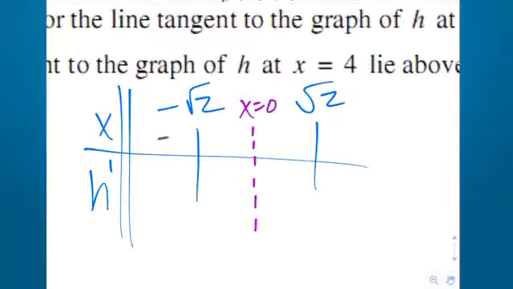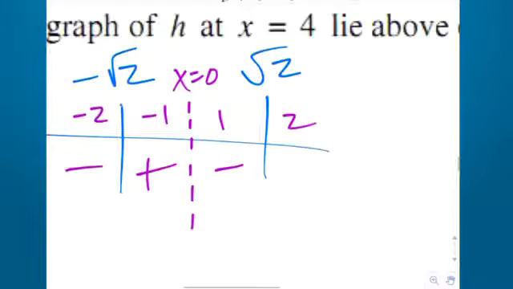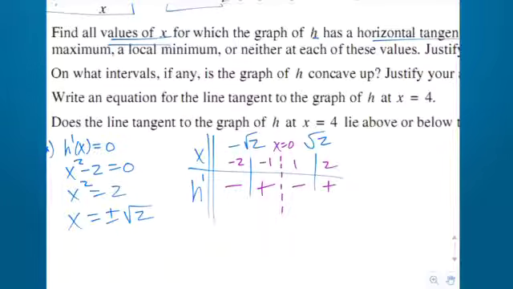Now feel free to choose numbers like -2, -1, 1, and 2. And if you plug them into h prime, which is given up here, let's see what we get. We get 4 minus 2 is 2 over -2 is negative. Plug in a -1, you get negative over negative, which is positive. Plug in a positive 1, you get negative over positive, which is negative. And if you plug in a 2, you get positive over positive, which is positive. So that's just filling in the number line with signs.